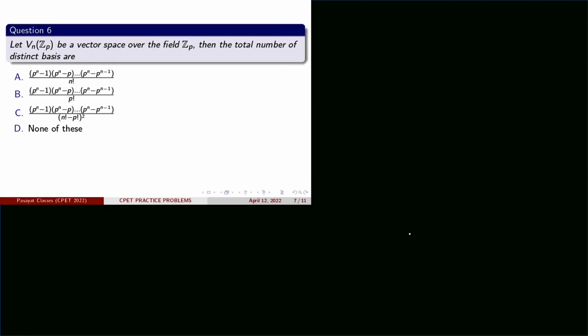Now come to another question. Here it is given that Vn is a vector space over Zp, where p is a prime number, and Zp is a field. Then the total number of distinct bases is, here option A is correct. This one is a direct formula. You can remember this and apply it in problems.